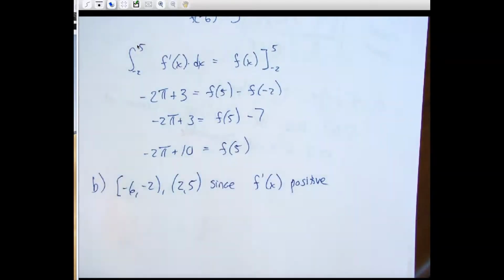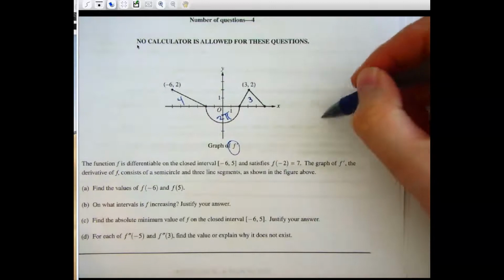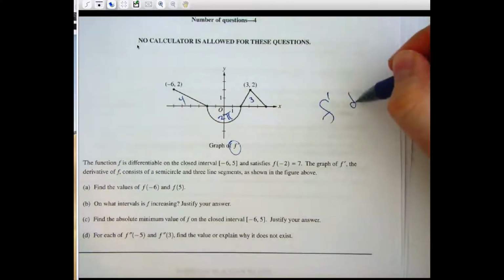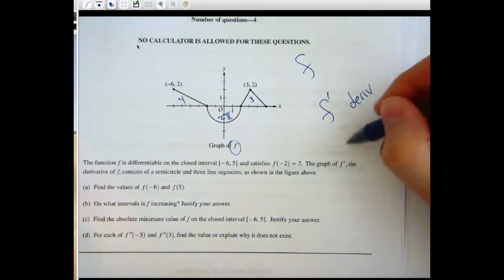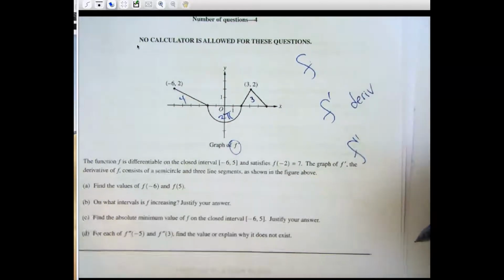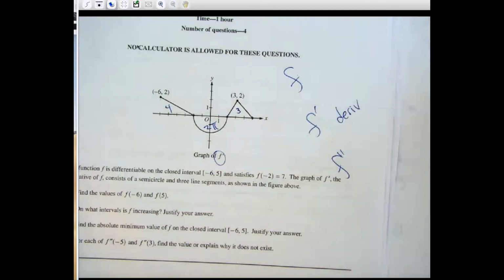Well, 3 is a topic we covered, but this is a hard version of it, and it's been so long since we've done it. So they're giving me, this is f prime. So this graph is the derivative graph. There is a graph above it that is f. There's a graph below it that is f double prime. So this derivative graph tells us about the slope of f.